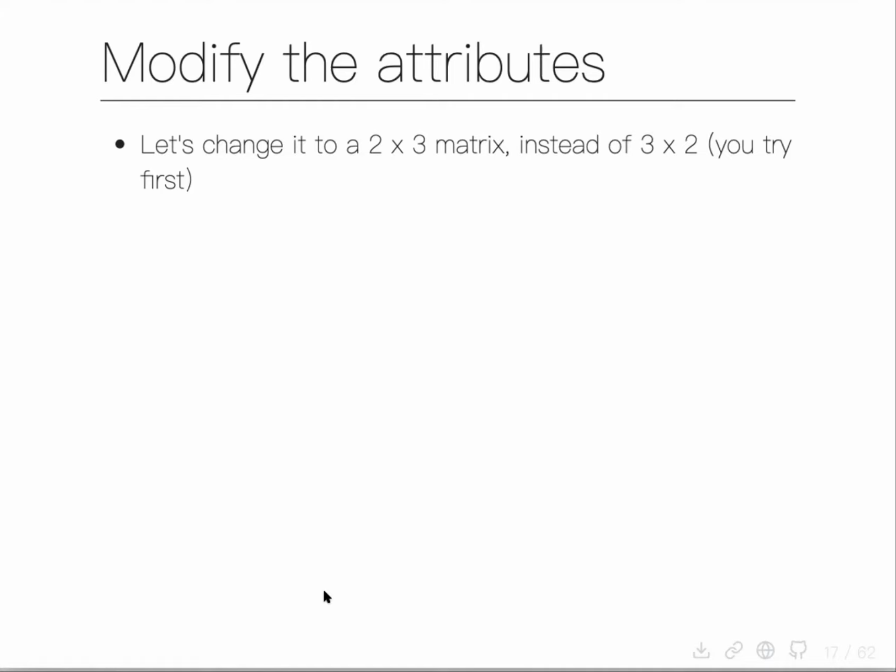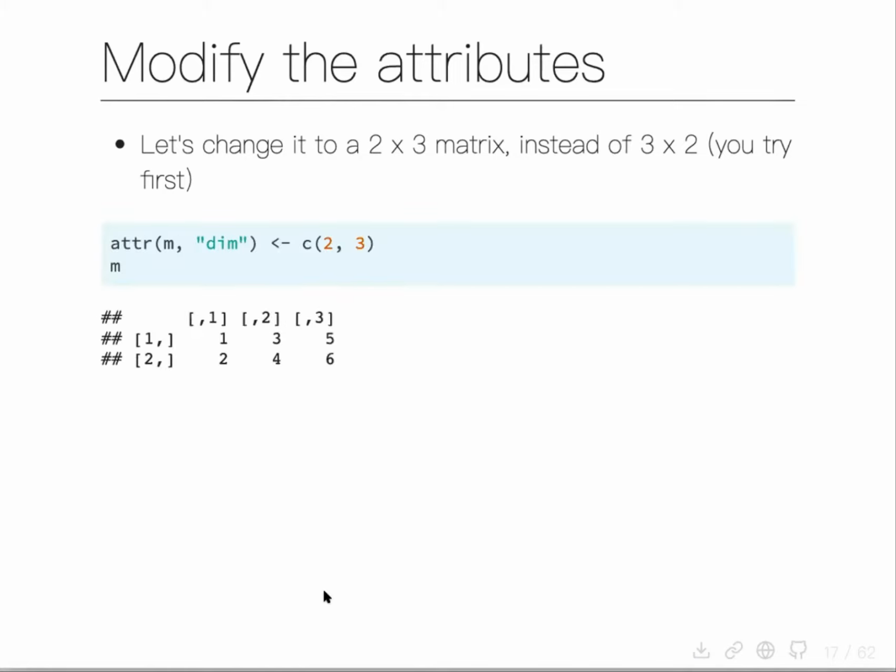Give me a thumbs up if you're ready. Okay, so here we go. All I'm going to do is extract those dimensions, attr(M, "dim"), right? And then I'm going to redefine them with a different integer vector that's just 2 and 3 instead of 3 and 2. And then I get this.